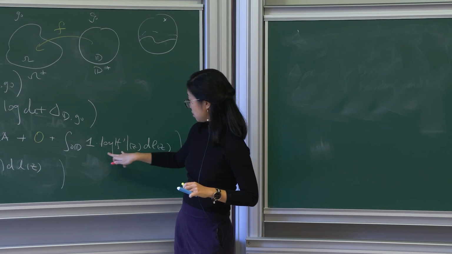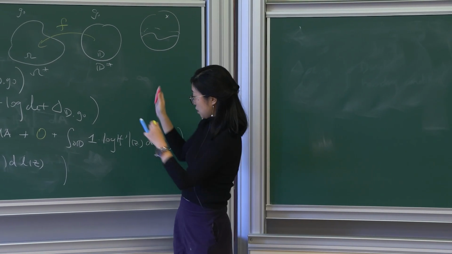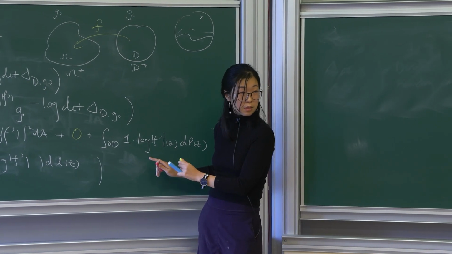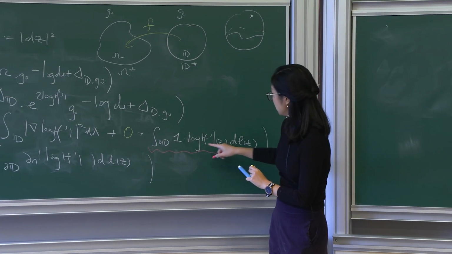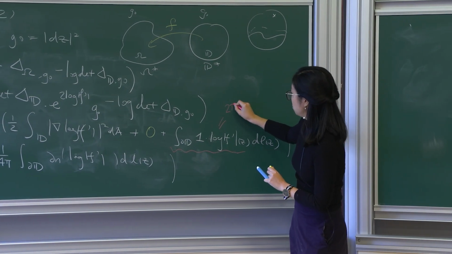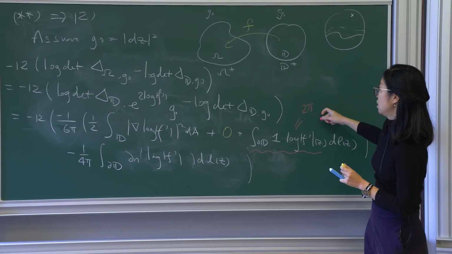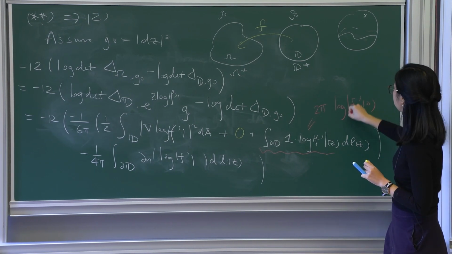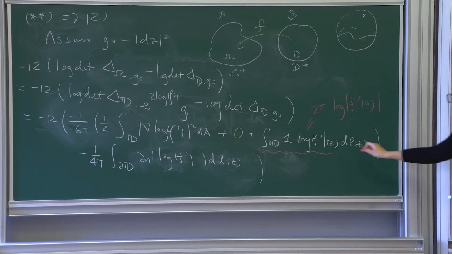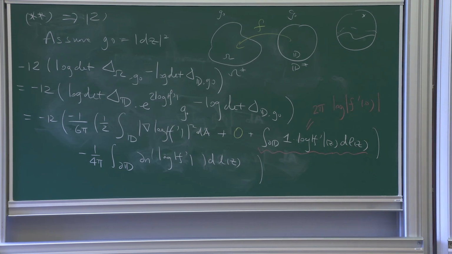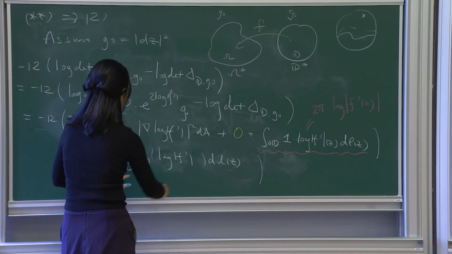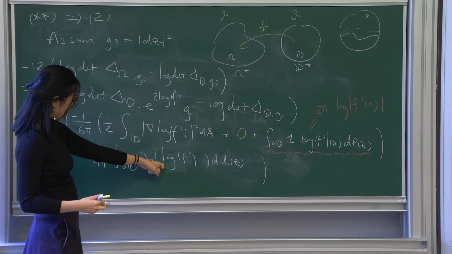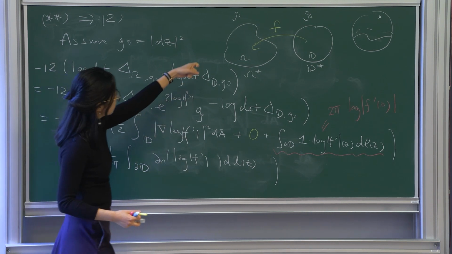Log of f prime, this is the real part of log of f prime, which is a holomorphic function. So the real part is a harmonic function. This is a harmonic function. This guy equal to 2 pi log of f prime of 0. This term, I'm taking a normal derivative of a harmonic function along the circle.